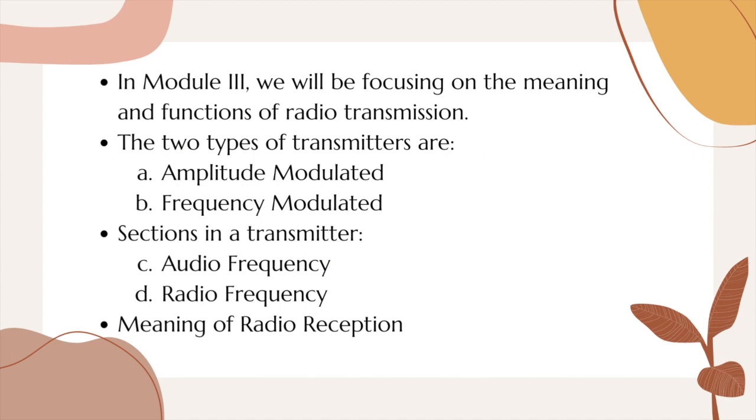In module 3, we will be focusing on the meaning and functions of radio transmission, the two types of transmitters, which is amplitude modulated and frequency modulated one, the different sections present in a transmitter, which is audio frequency and radio frequency, and finally we will learn about what exactly is radio reception. So shall we dive in?